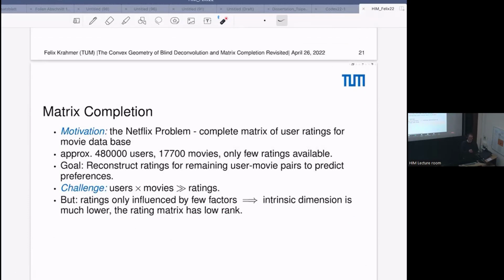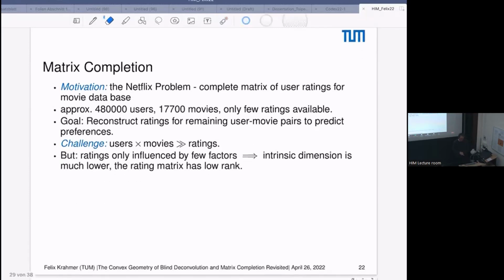So just in the last 10 minutes, this was what we get for blind deconvolution. Let me quickly also show what we have for matrix completion. Just a very quick recap here. I think you all know this, that this problem is motivated by many applications, for example, by the Netflix problem.